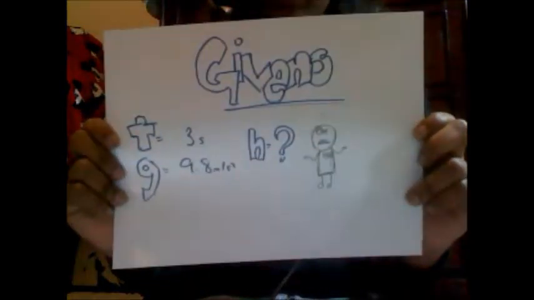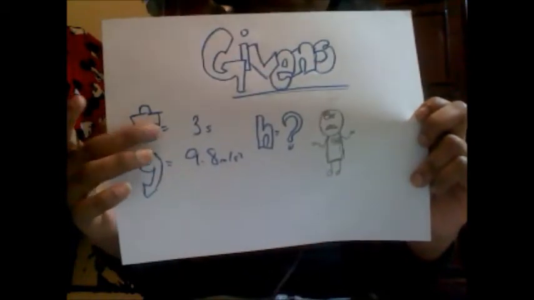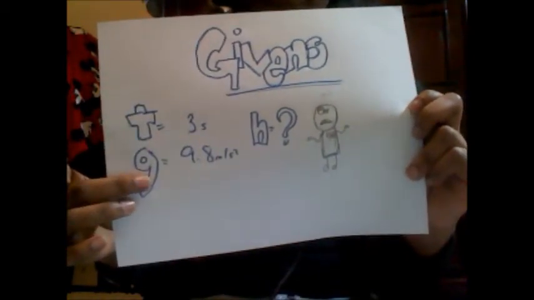In order to figure out the height, you have to figure out the rest of the variables in the equation. The givens are time equals 3 seconds, g is 9.8, or gravity. And h is, I don't know, because we don't know the height yet. The concept we're going to be learning with this is free fall.